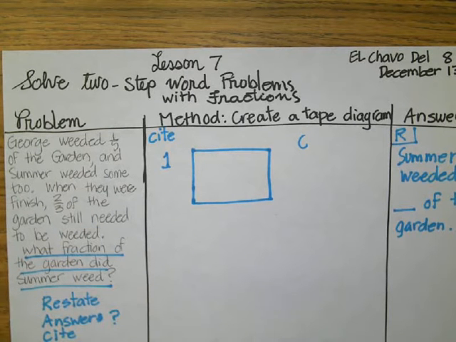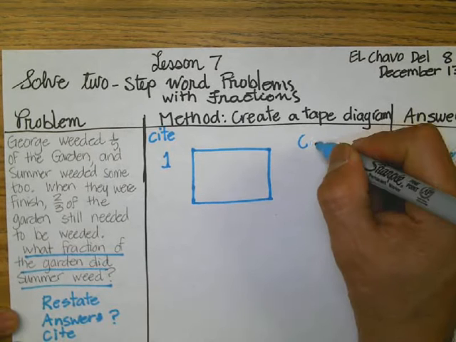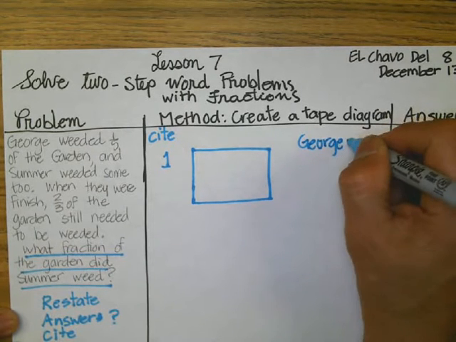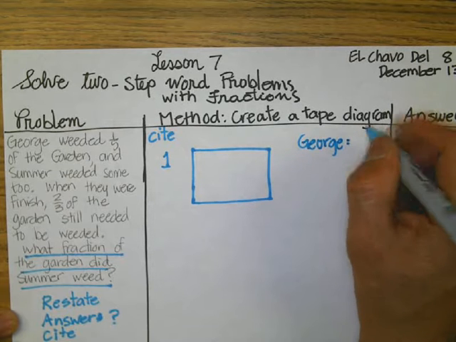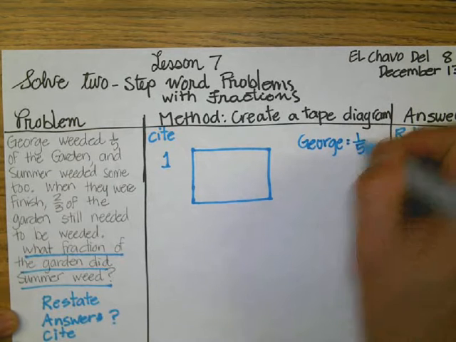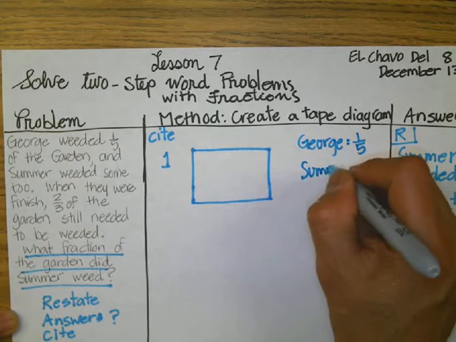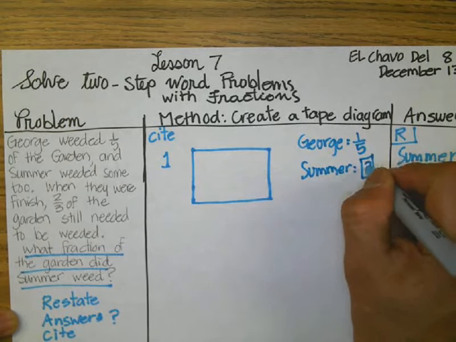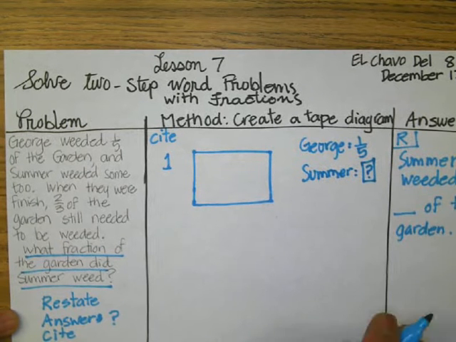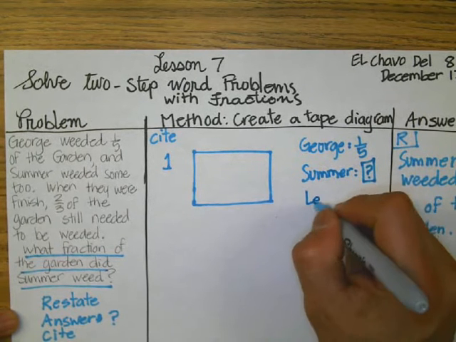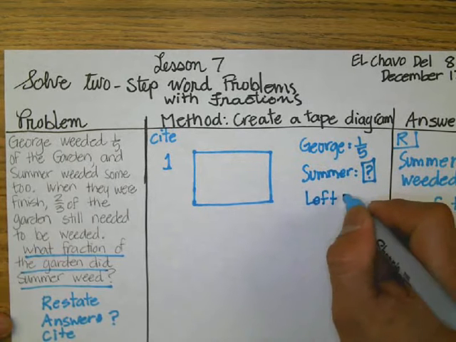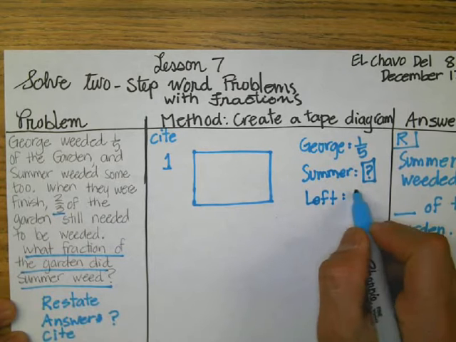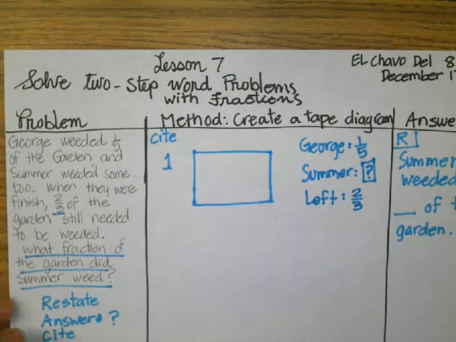Okay, my friends, so here's what we're doing. George's part was 1/5. Summer, we didn't know how much she weeded. And at the end, they have left 2/3 of it, because it says right here, 2/3. So we're citing the evidence, my friends.